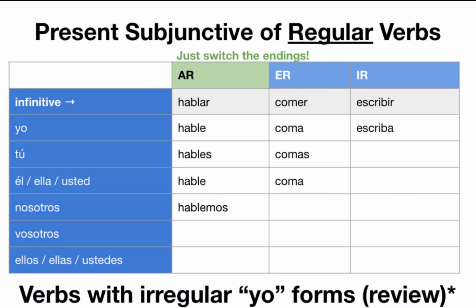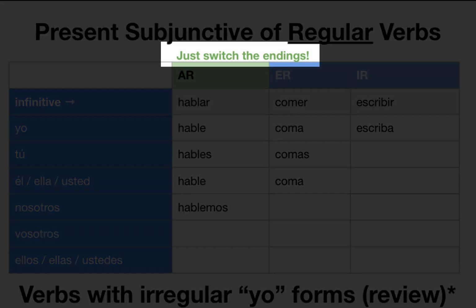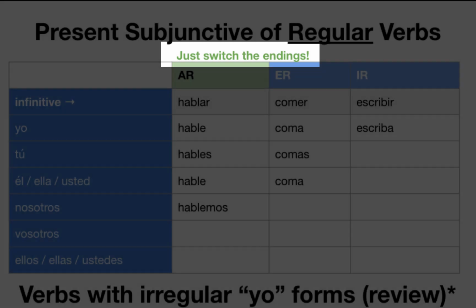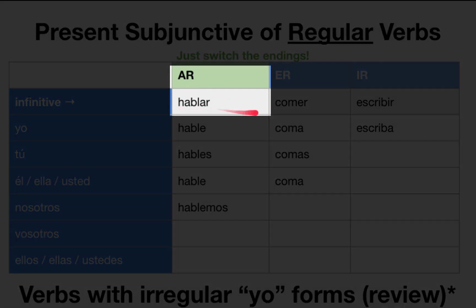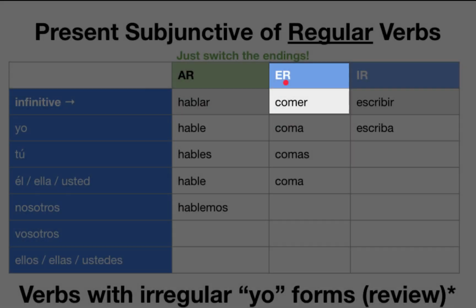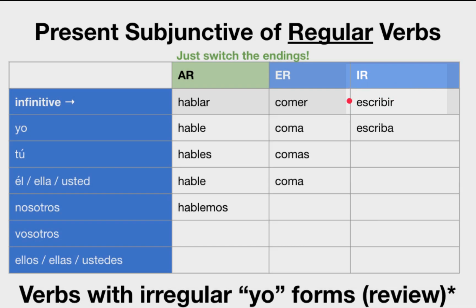Vale. Okay, so we are now on to page 2. This is going to start with regular verbs, so those verbs that follow the rules. Now keep in mind that the rules of the subjunctive are to just conjugate in the present indicative, but then switch the ending, okay? So here are some examples. Up at the top, you are going to see 3 infinitives. So they represent AR verbs with hablar, ER verbs with comer, and IR verbs with escribir, ¿vale?